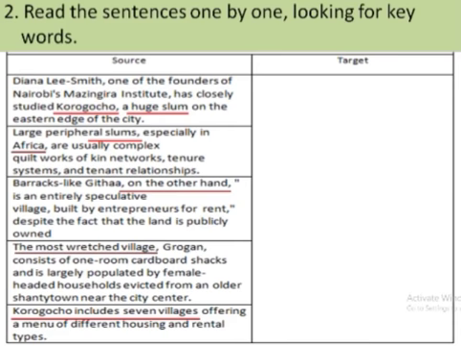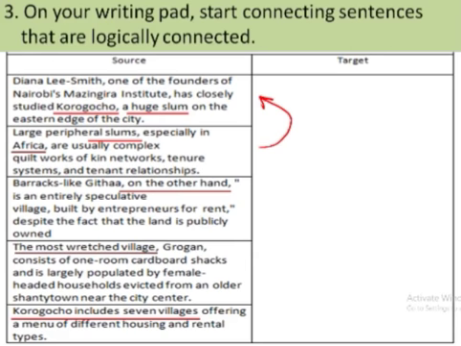Now, after doing this exercise, how can we connect them? What can come after what? For example, if we see in the second sentence, they are saying large peripheral slums.